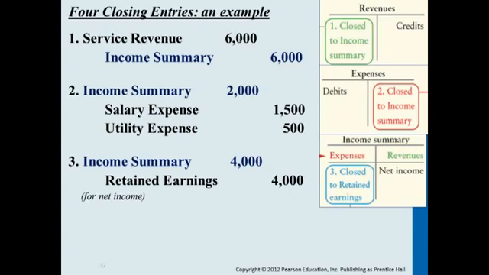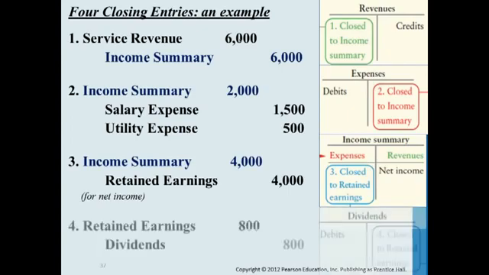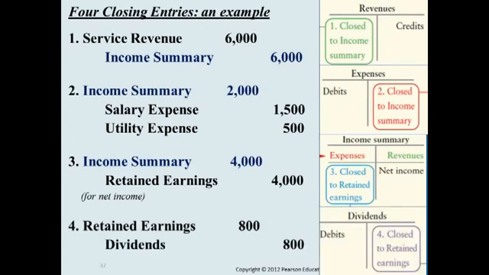Now for dividends, definitely this reduces retained earnings, so you'll be debiting retained earnings. And dividends, if you want to close it out, you know for a fact the normal balance is debit, so you definitely have to credit dividends. And this reduces retained earnings by $800.